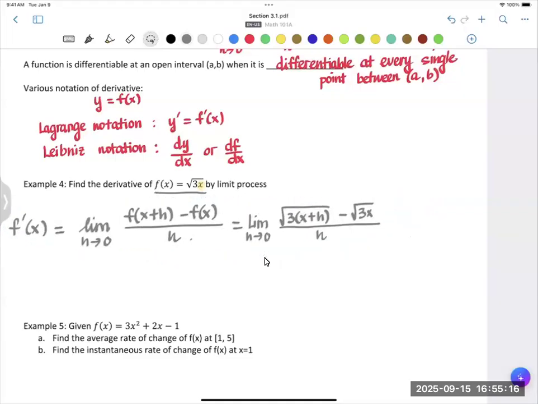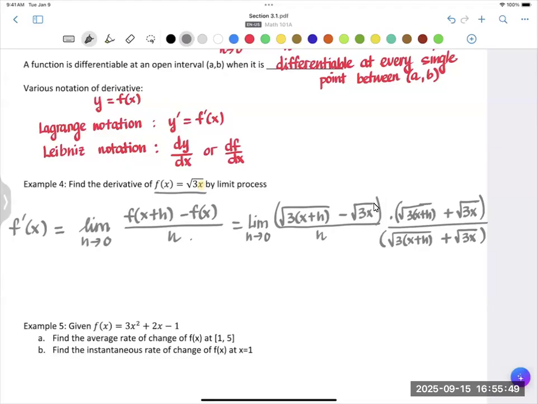So we're going to have to multiply by the conjugate, which is, when this is negative, we multiply by exactly the same thing with the positive. So we're going to have square root of 3 times x plus h, and then plus square root of 3x, all over the same thing, plus square root of 3x. Okay, we want to put everything that we multiply in parentheses so we don't miss any multiplication step.